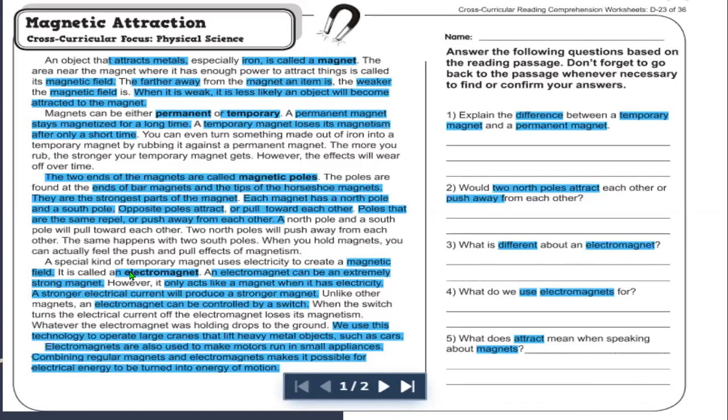A special kind of temporary magnet uses electricity to create a magnetic field. It is called an electromagnet. An electromagnet can be an extremely strong magnet. However, it only acts like a magnet when it has electricity. A stronger electrical current will produce a stronger magnet.